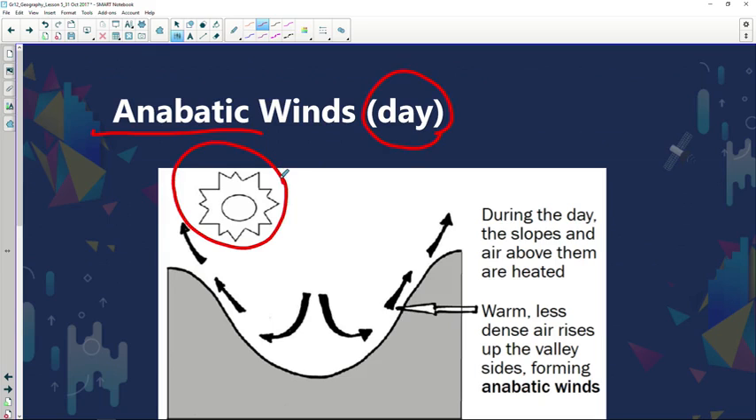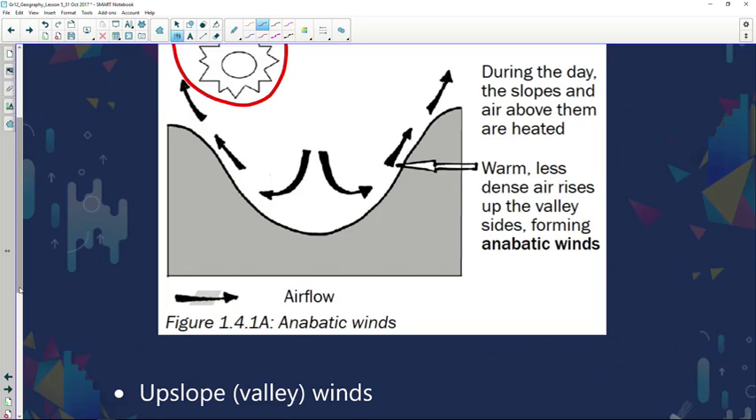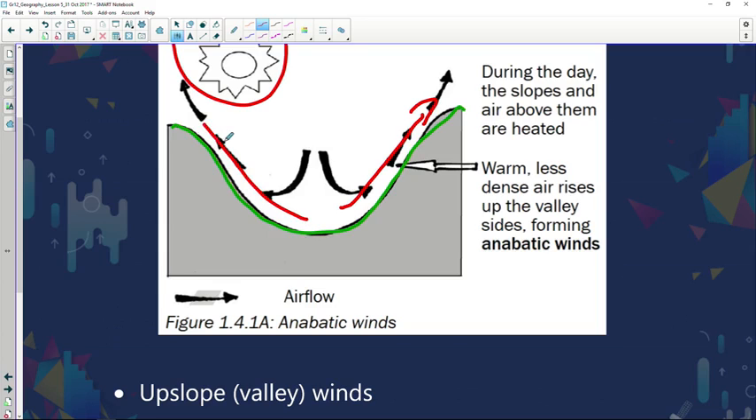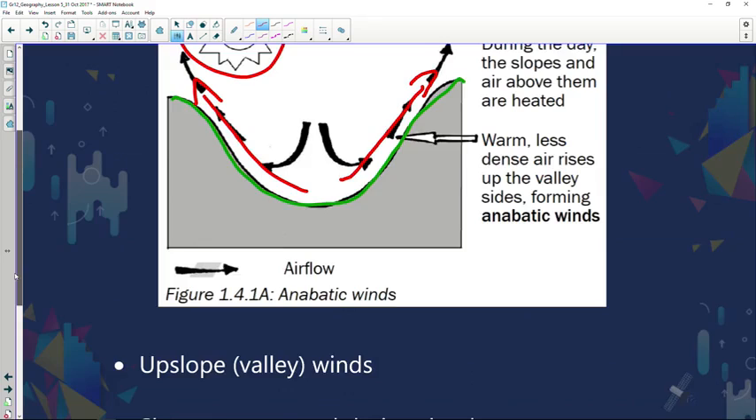Now, very importantly, what do we know? If the sun is shining, we experience warm conditions. A different name for anabatic winds is upslope winds. As you can see, the surface, the valley floor that you see over there, warms up during the day. And by now, warm conditions, the air is less dense, and what does the air do? It rises upslope.